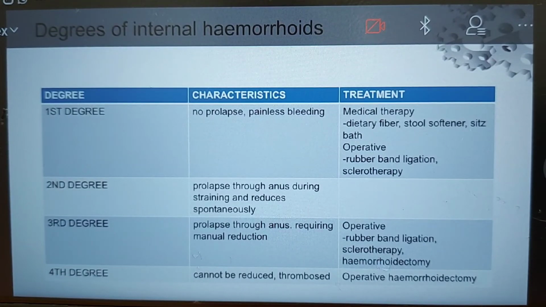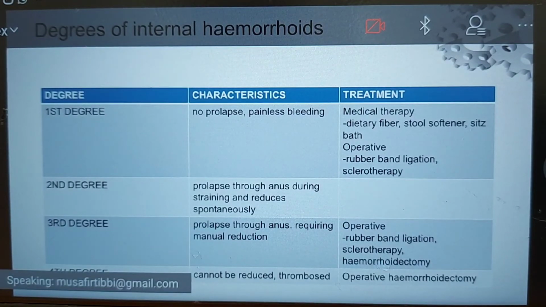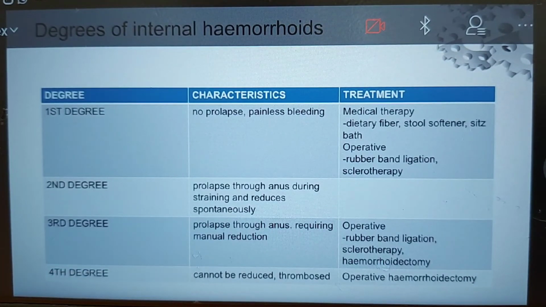While the third degree of internal hemorrhoid means that the hemorrhoid prolapses through the anus and requires manual reduction. The treatments can include rubber band ligation, sclerotherapy, or we can proceed with the operation, which is the hemorrhoidectomy. In the fourth degree of internal hemorrhoid, the hemorrhoid cannot be reduced anymore, so it can be complicated with thrombus. It will present with a very painful hemorrhoid, and the patient has to proceed with operative hemorrhoidectomy.